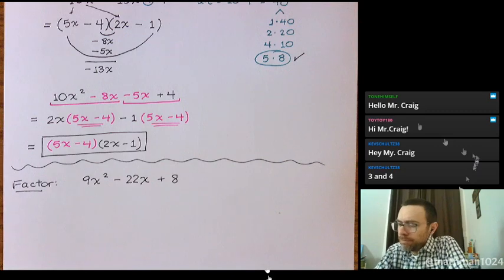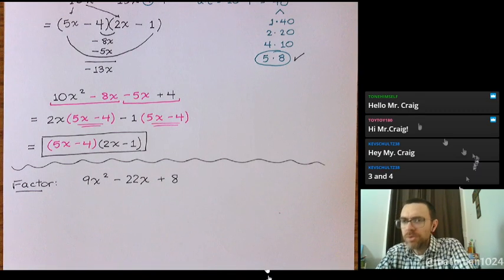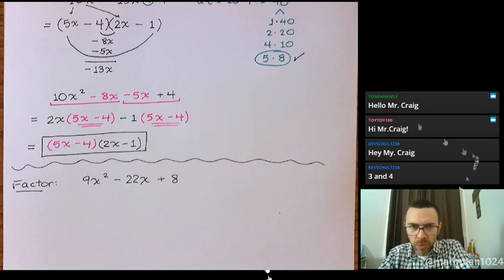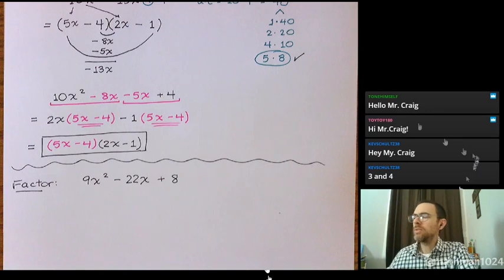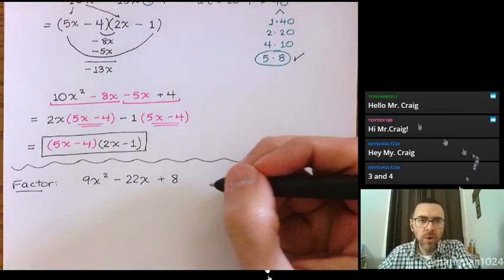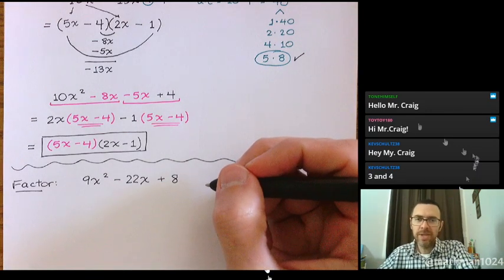All right. So talk to me about what your thought process is going to be. What's the first thing that we're going to be looking for? Because we cannot forget to look for a common factor. Always look for a common factor first. It doesn't matter what kind of factoring problem you have. Always look for a common factor first and factor that out. So there is no common factor here.